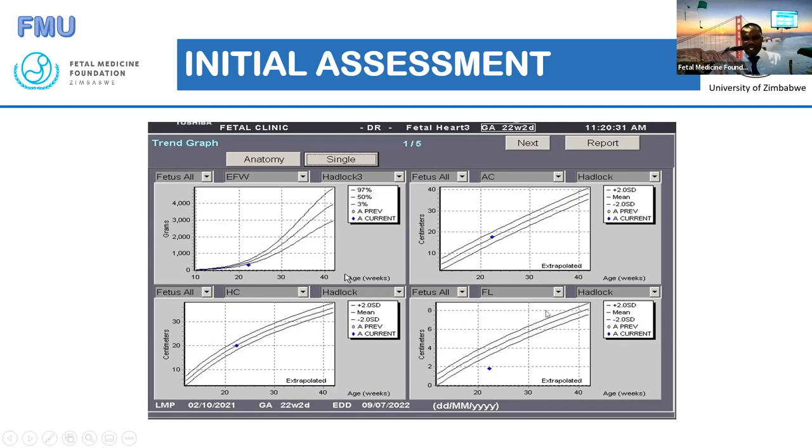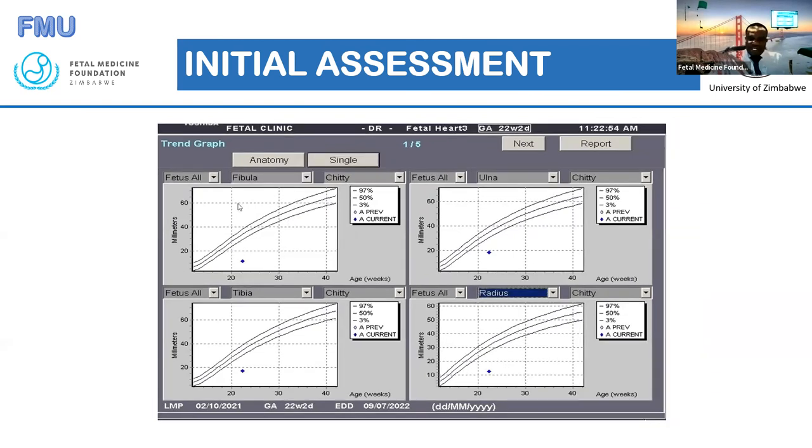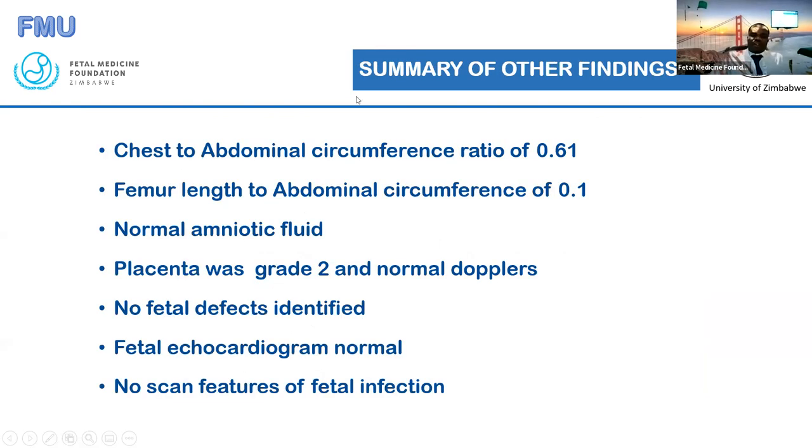And if you go on to look at other bones, the humerus, the ulna, and the tibia, as well as the radius, all of them were plotted below the third centile, which means they were very short bones. And, again, the tibia, the fibula, the radius, plotting them again, you can see there the dots, they are quite below the third centile. So now, this is the summary of other findings on this fetus.